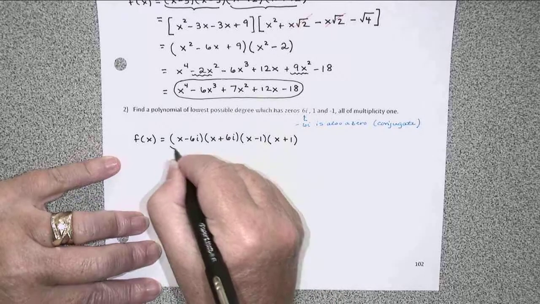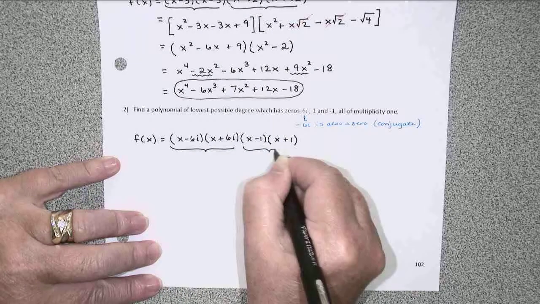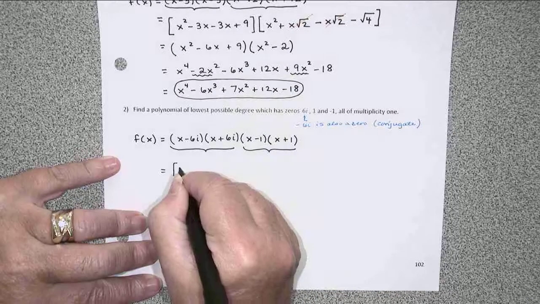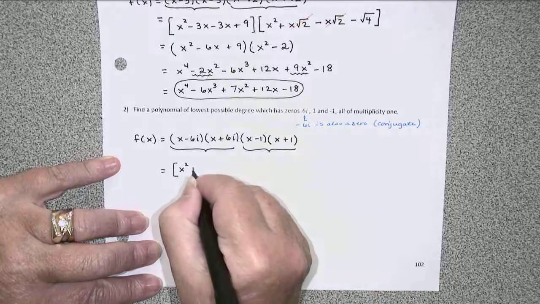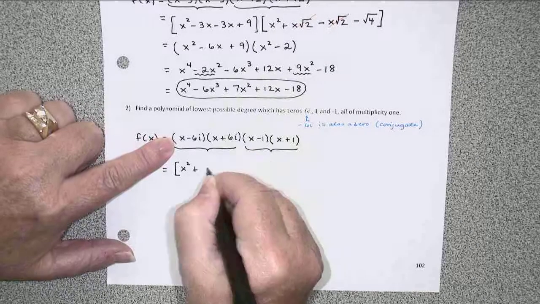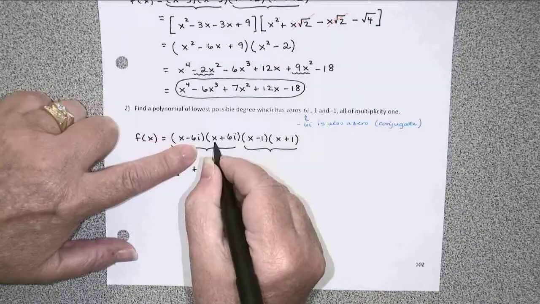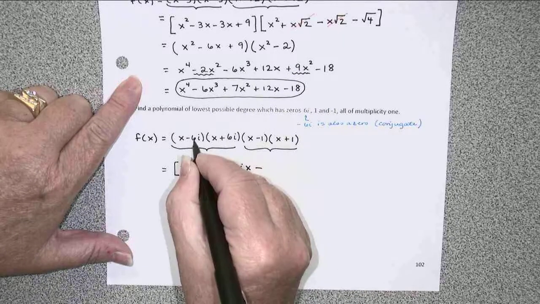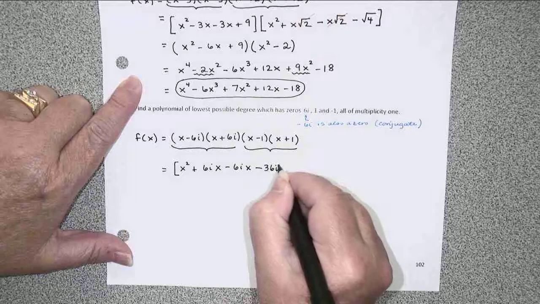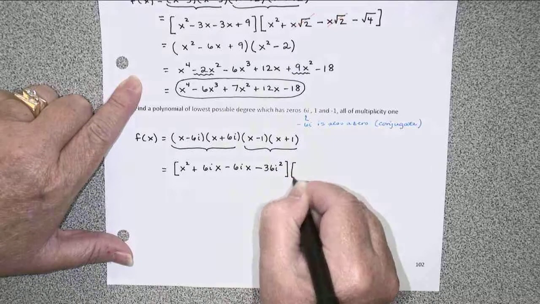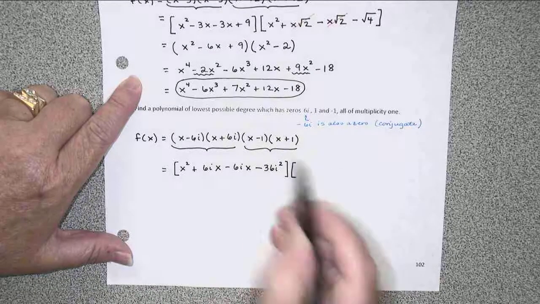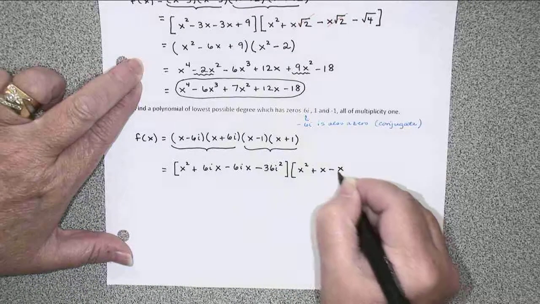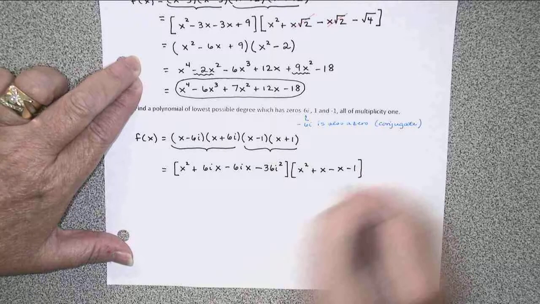All right, once again, I'm going to multiply these out in pairs first. I will get x squared plus 6ix minus 6ix minus 36i squared. Over here, x squared plus x minus x minus 1.